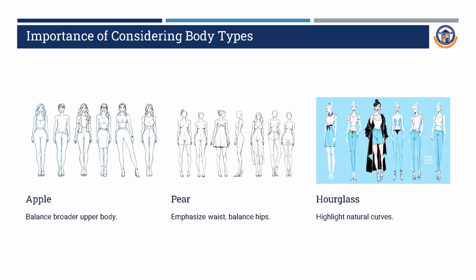Importance of considering body types. There are multiple body types which are used in designing of fashion apparels. There are three shapes majorly used in the apparel industry. One is apple shape, where the balanced broader upper body goes with A-line dresses. Pear shape, emphasize waist, balance hip with structured tops. Hourglass, highlight the natural curves with fitted garments. Understanding body types improves tailoring and customer satisfaction.